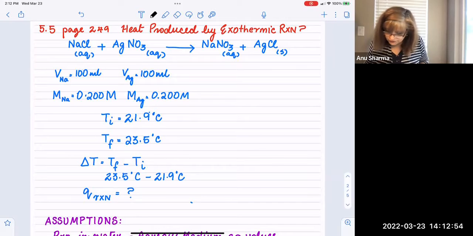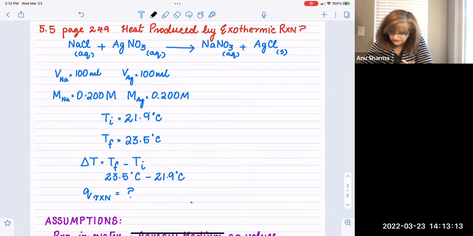So here you write down the equation and make sure that it is balanced. So this is a balanced reaction. Sodium chloride is soluble in water, so it's aqueous. Silver nitrate is soluble in water, so it's aqueous. Then sodium nitrate is formed, and silver chloride is not soluble in water, so this is solid.